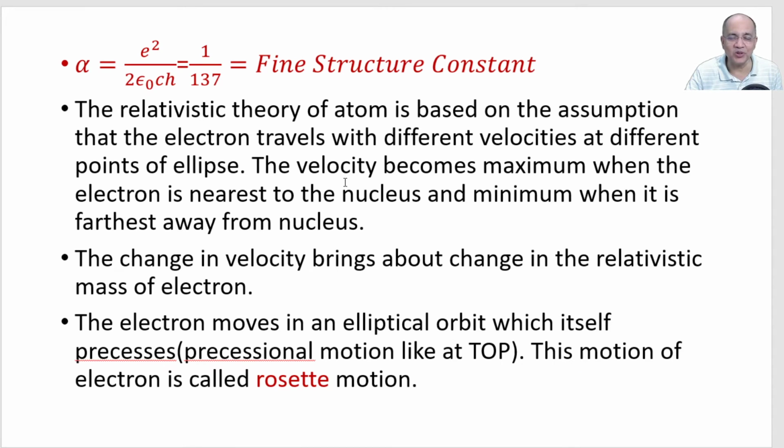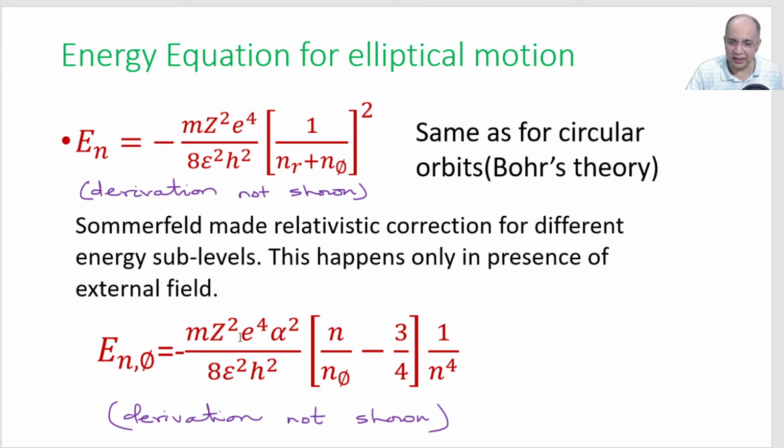So he proposed that the electron is not only moving in an elliptical orbit along with a circular orbit, but that the elliptical orbit is undergoing a precessional motion. That is called the Rosette motion. And he used this relativistic concept in the calculation. This derivation is based on the relativistic mass effect and the Rosette motion concept, everything taken together. We will not go into the details.